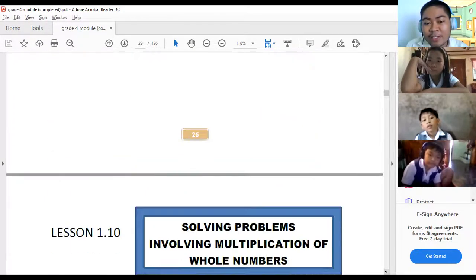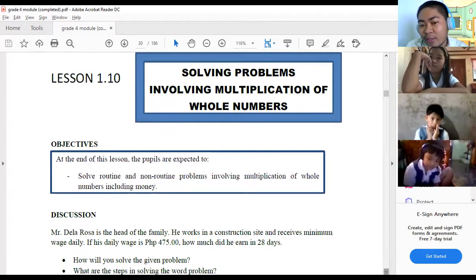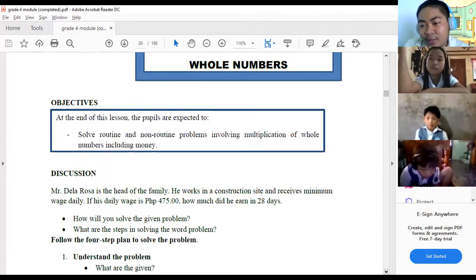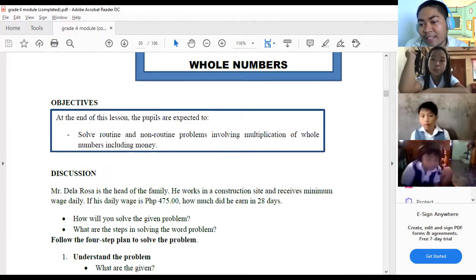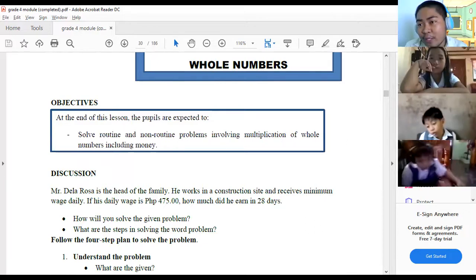Okay. So, let's proceed now to our lesson. Solving problems involving multiplication of whole numbers. So, in solving word problems, what are the steps you need to follow?